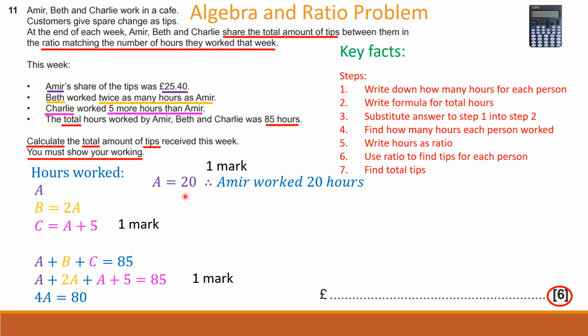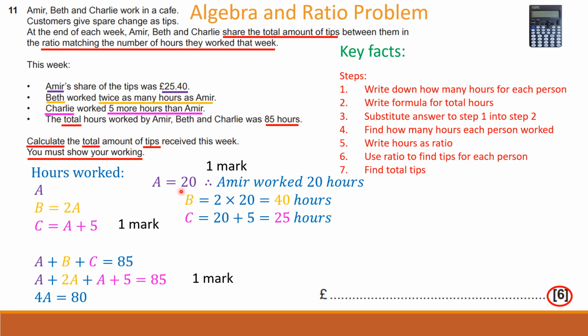From here, we can now work out how many hours Beth worked. So Beth worked twice as many hours. So twice of 20, 2 times 20 is 40. So B is equal to 40 hours. And Charlie worked 5 more hours than Amir. So that is going to be my 20 hours plus 5 is going to be 25 hours for Charlie.